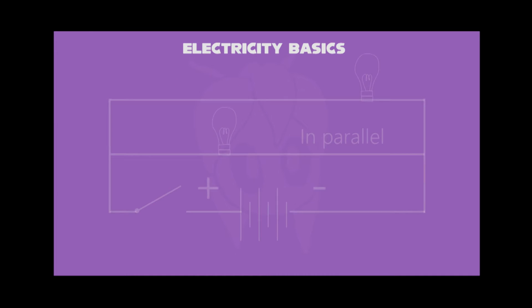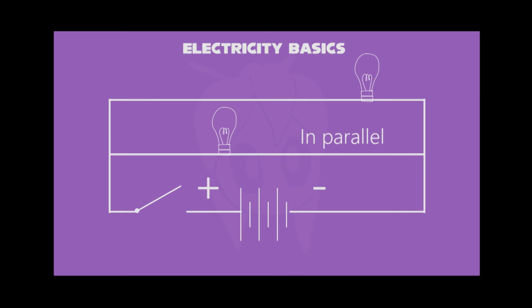Now, in the second case, suppose 2 bulbs are connected in parallel. They work together as well. But if any one bulb is broken, the other bulb is still glowing in parallel. That's how the system works.